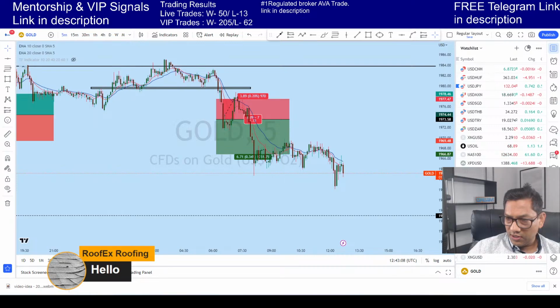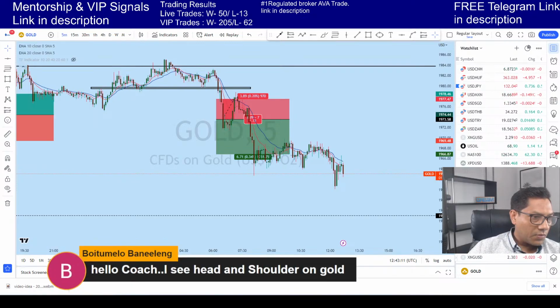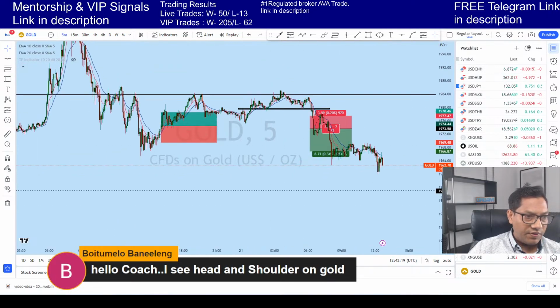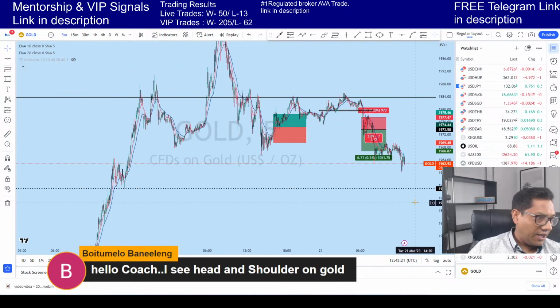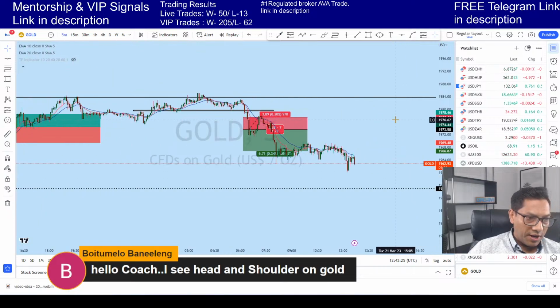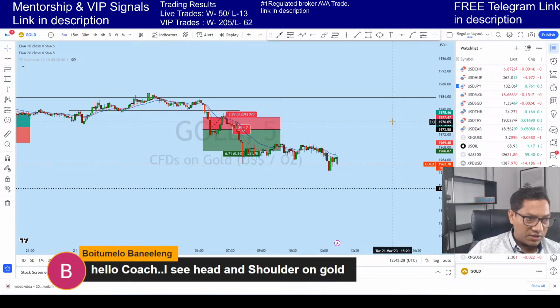I see head and shoulder on gold. Yeah, let me know. Yeah, we'll talk. I think that gold might drop further down. Okay, we might see this 1955 level is being hit, and then we'll see either it is continuing to drop or it is going up again. Okay, so we might see some short-term movement still to the downside.